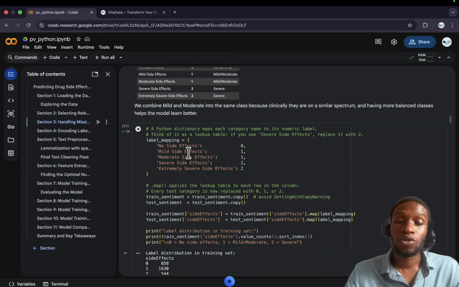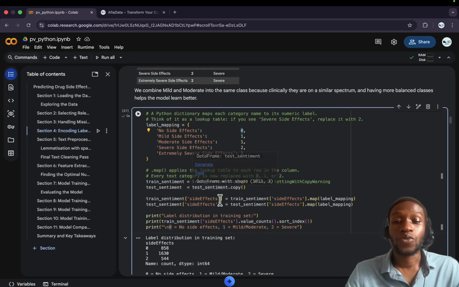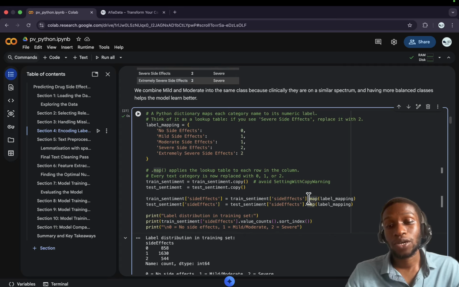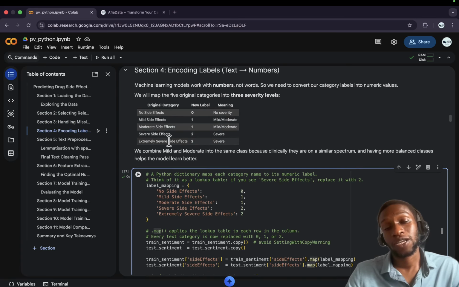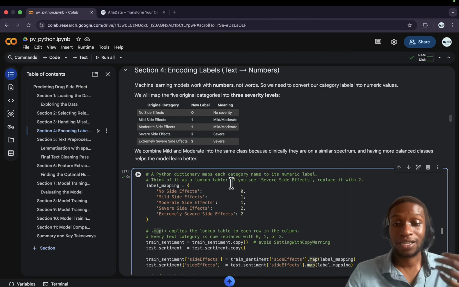So how do we do label mapping in Python? We normally use something called dictionaries. A dictionary maps each category name to its numeric label, so each category becomes a key and each numeric label becomes a value. That's how we pair them in Python. Then we use the function .map, which maps the dictionary we have onto our column in the data frame. As simple as that. You can just rewind and go through what I've said.